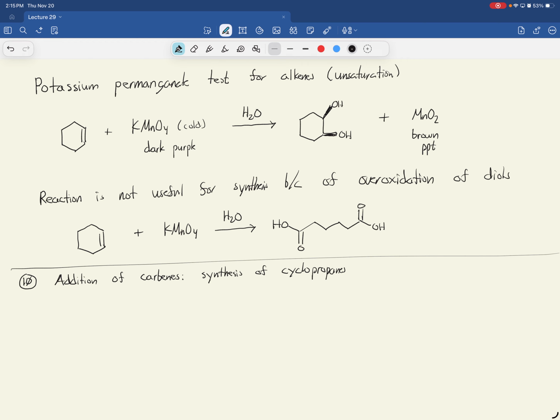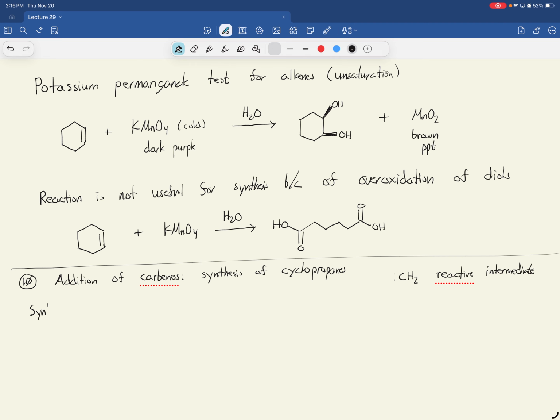So what is a carbene? This is a carbene. It's an unfilled octet of carbon. So this is CH2. It's not a radical. It's a neutral intermediate of carbon without 4 bonds. So it's a CH2 reactive species. Very reactive.